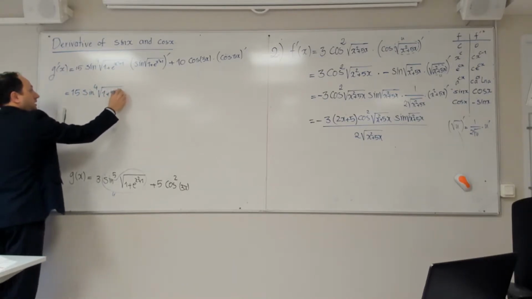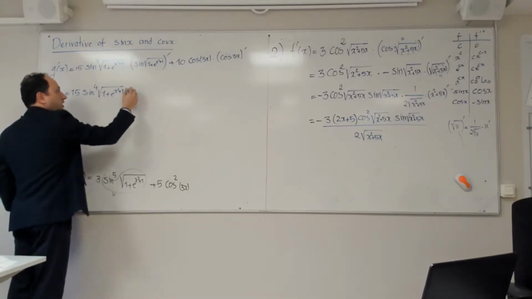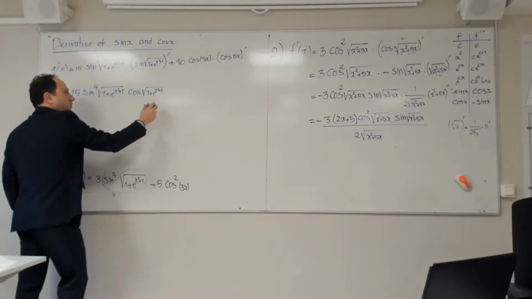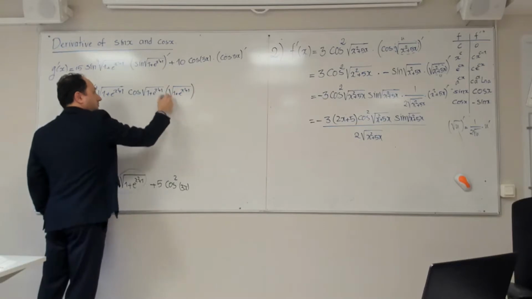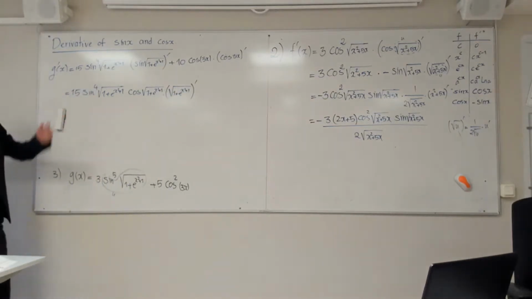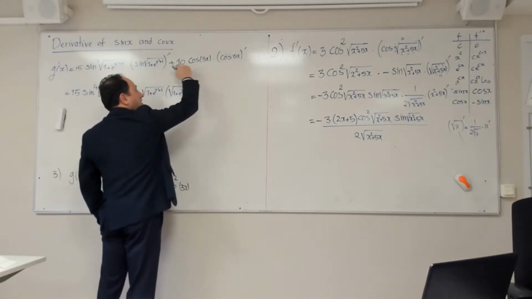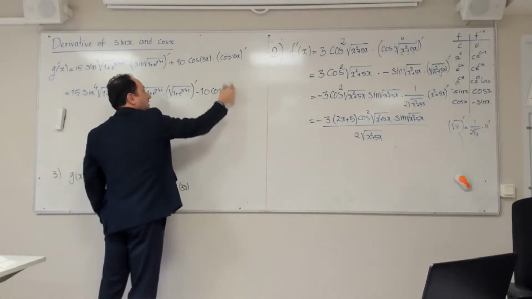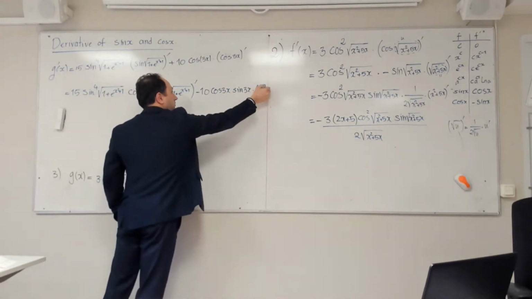So here, what can I do? Sine becomes cosine. I am taking this to be u. So this becomes cosine of u multiplied by the derivative of u. Yes? And then go to the next one. What is the derivative of cosine of u? It becomes minus sine, so it becomes minus 10 cosine 3x sine 3x. But it is not finished. You need to multiply by the derivative of 3x.